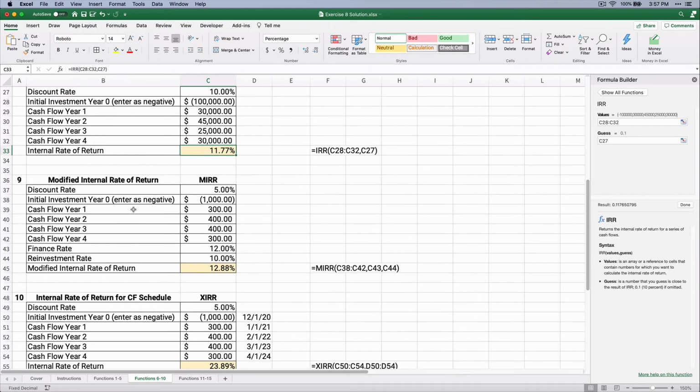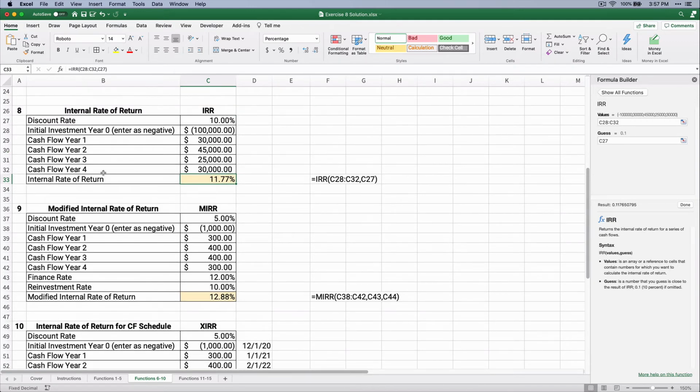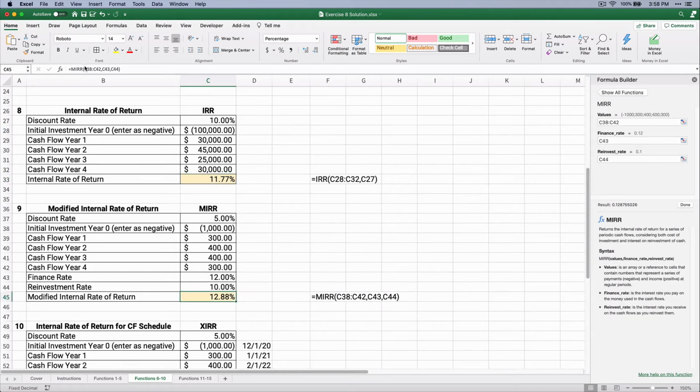Now, one of the assumptions that we make in internal rate of return is that you reinvest at this 10% level, which is not always really true. So let's do modified internal rate of return, and we have a reinvestment rate that we can use. So let's look here. We've got values, we got the finance rate, and we've got the reinvestment rate.